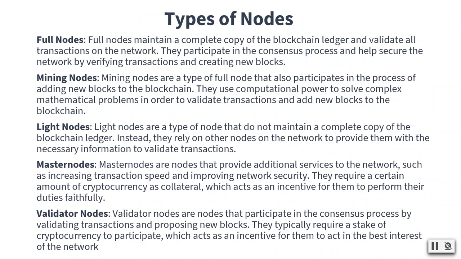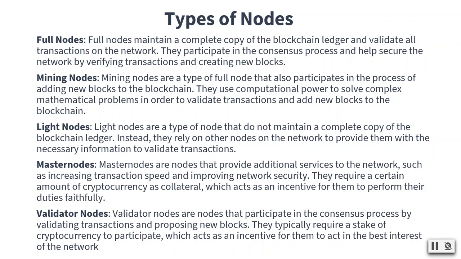Mining nodes are a type of node which work on adding new blocks into the system using computational power. It also adds new transactions into the new blocks. Now, light nodes are a type of node that do not maintain a complete copy of the blockchain ledger. Instead, they rely on other nodes on the network to provide them with the necessary information to validate transactions.